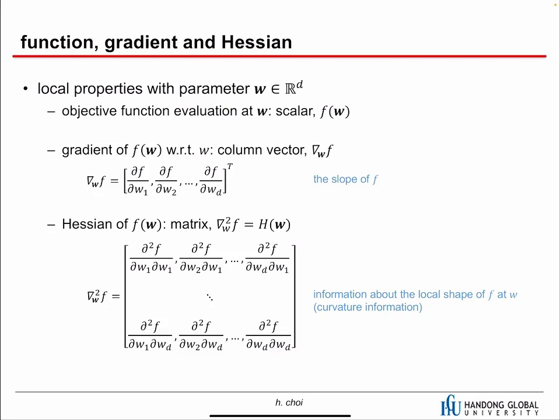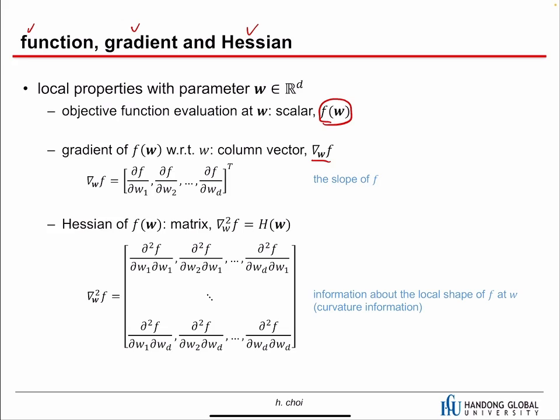Okay, and then let's talk about a couple of terminologies in optimization. First one is function, which is usually the objective function, and the gradient and the Hessian. We talked about this objective function in the previous slides. Then the next one is gradient.